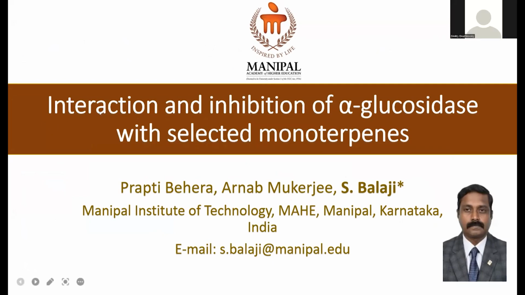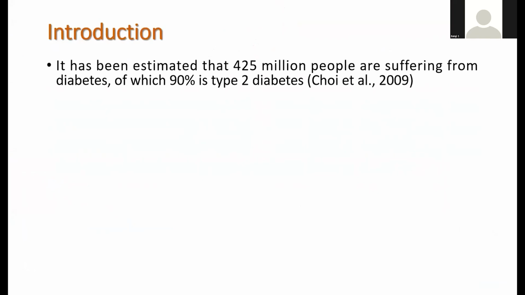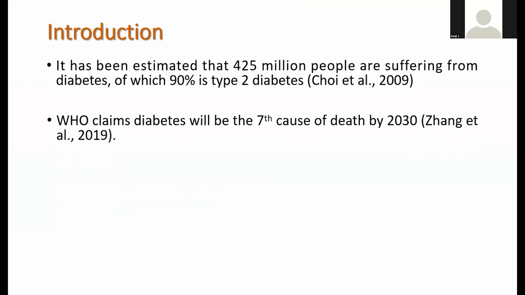So the title is Interaction and Inhibition of Alpha Glucosidase with Selected Monoterpenes. It has been estimated that 425 million people are suffering from diabetes, and 90% is type 2 diabetes. And the World Health Organization claims diabetes will be the seventh cause of death by 2030.